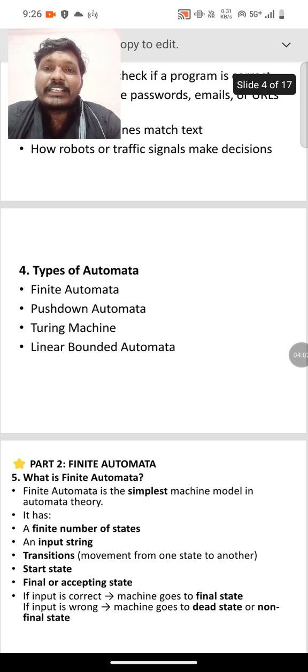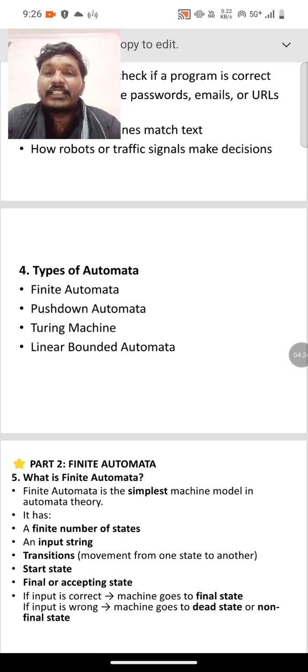Next one is context free grammar. Its equivalent machine is pushdown automata. Pushdown automata accepts context free languages and context free grammar, and also accepts regular grammar.